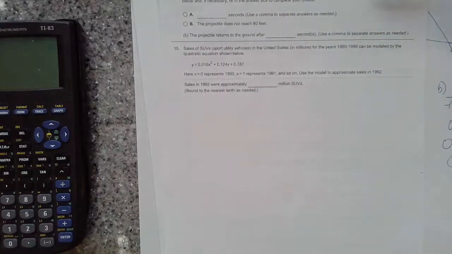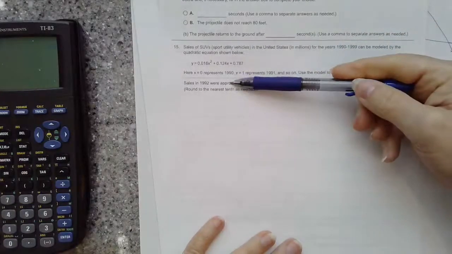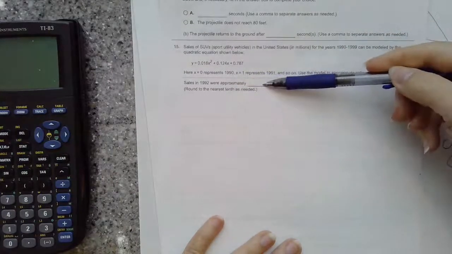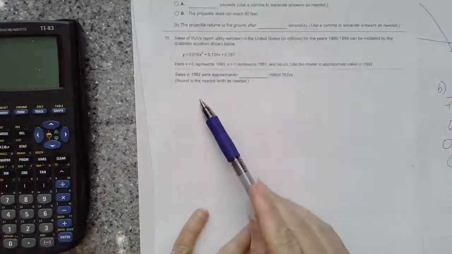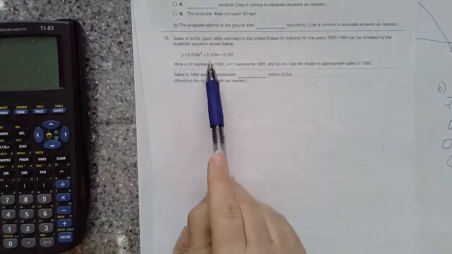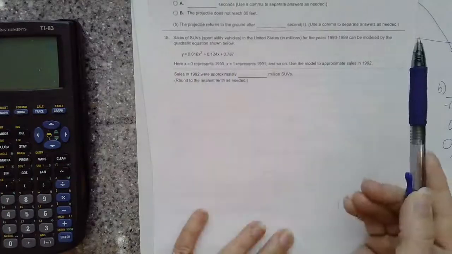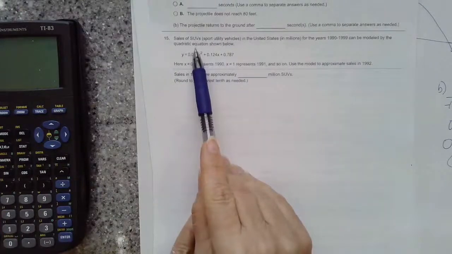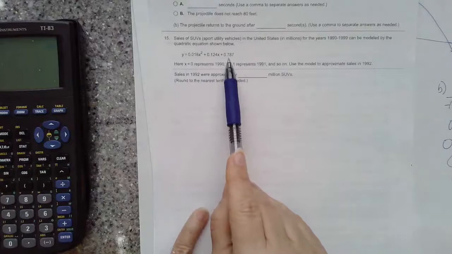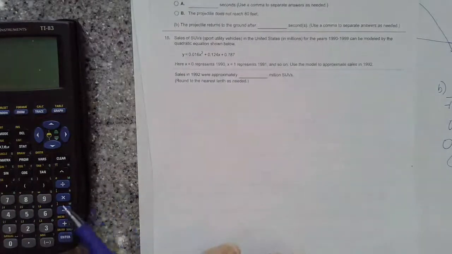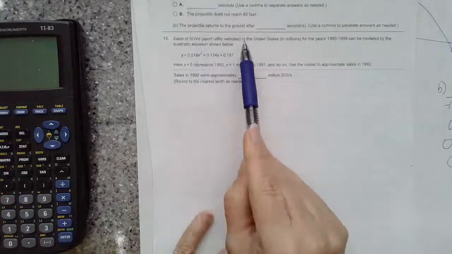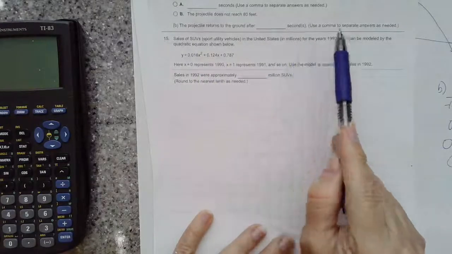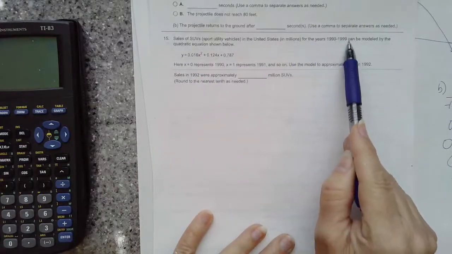It's actually a little easier. You'll be glad to know it's a modeling question, which means they've already modeled an equation that fits a scenario. They've gathered some stats and they've made an equation that fits some situation they're looking at. In this situation, it's the sales of SUVs in the United States in millions for the years 1990 to 1999. It's modeled by this equation. So good news, the equation is given. We just have to interpret it.